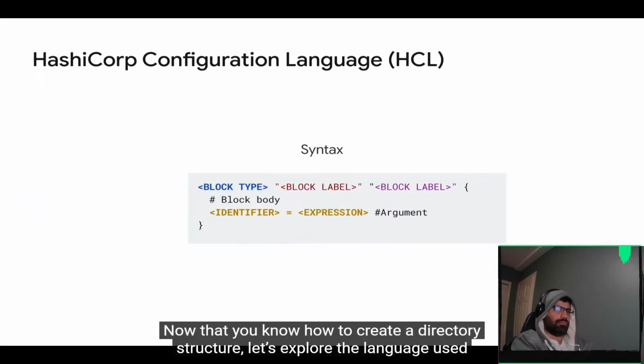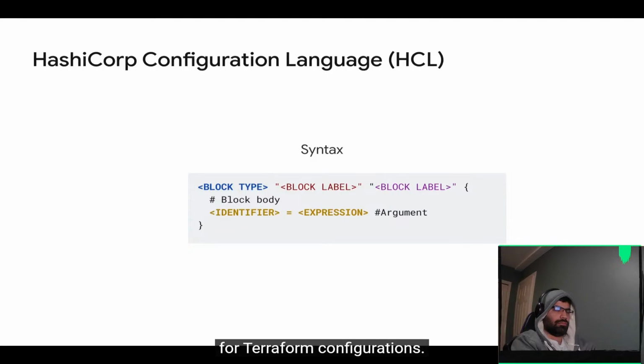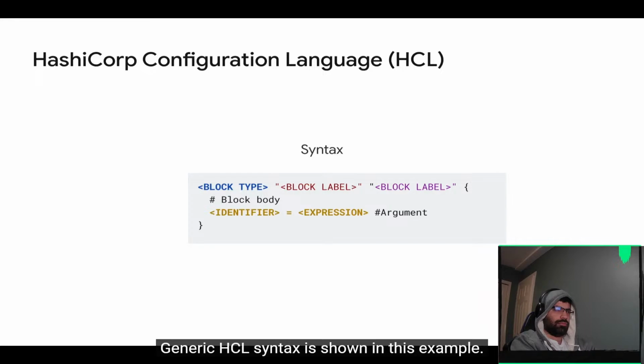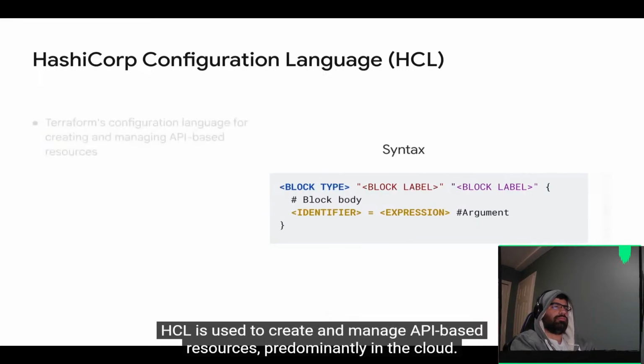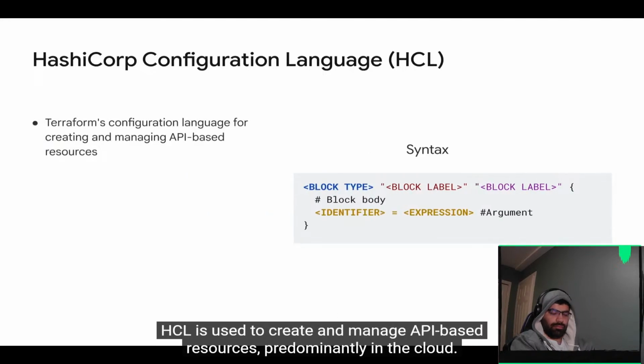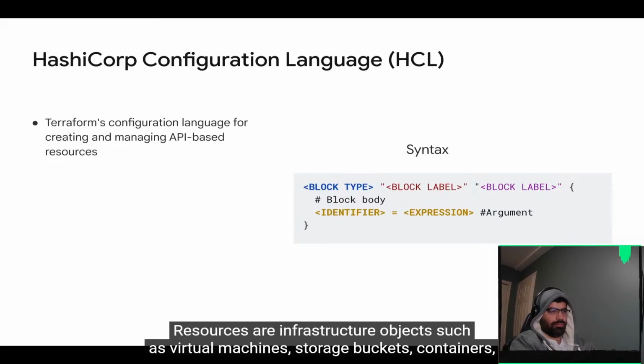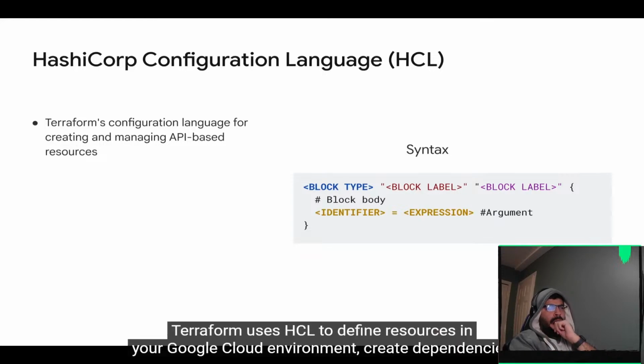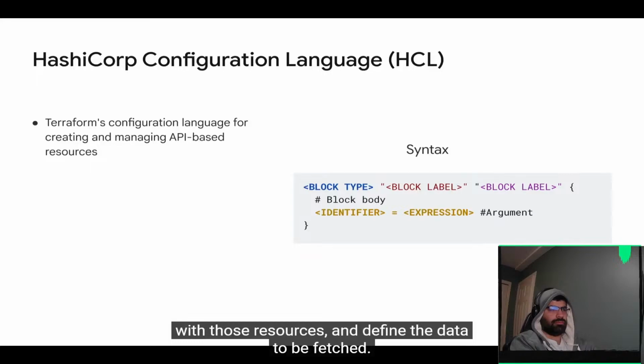Now that you know how to create a directory structure, let's explore the language used for Terraform configurations. The language used to write configurations is the HashiCorp configuration language, or HCL. Generic HCL syntax is shown in this example. HCL is used to create and manage API-based resources, predominantly in the cloud. Resources are infrastructure objects such as virtual machines, storage buckets, containers, and networks. Terraform uses HCL to define resources in your Google Cloud environment, create dependencies with those resources, and define the data to be fetched.